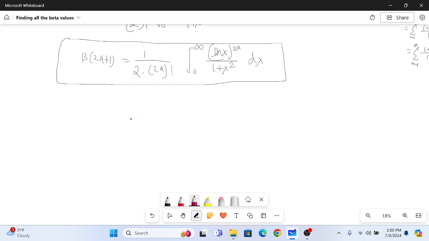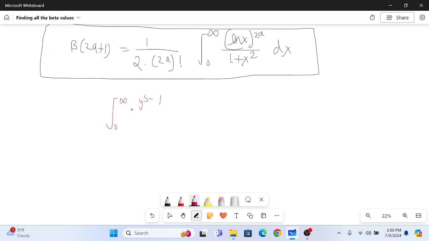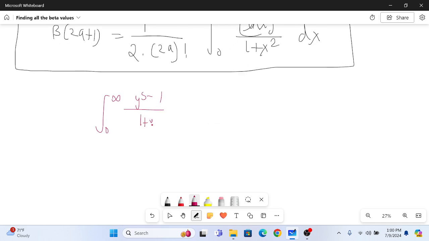Now let me show you that we know that integral from 0 to infinity of y to the power s minus 1 by 1 plus y dy is actually gamma of s times gamma of 1 minus s. I guess you know that, from the reflection formula. So this is pi by sine pi s.